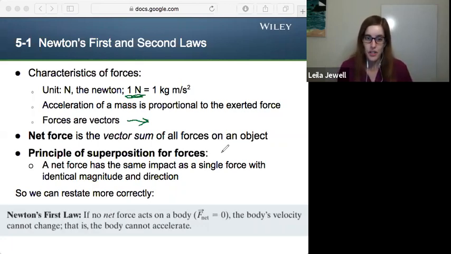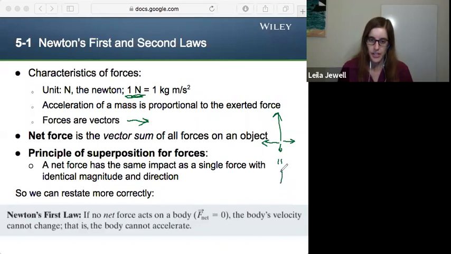So for forces, the principle of superposition says a net force has the same impact as a single force with identical magnitude and direction. So if we've taken the net force of having a bunch of different forces on here, right? One up, one to the right, one to the left, one down a little bit. And we say, hey, the net force of this is actually just slightly up, right? Because the two left and right cancel, the down reduces the up. So that's the net force. And it turns out the sum of the forces will behave the same as if we just had a single force acting in that direction.